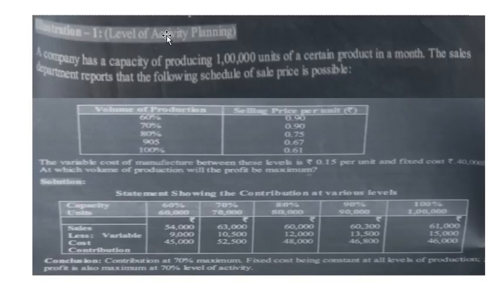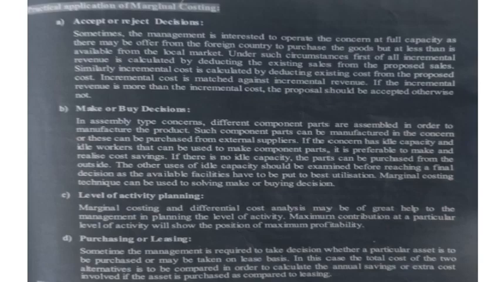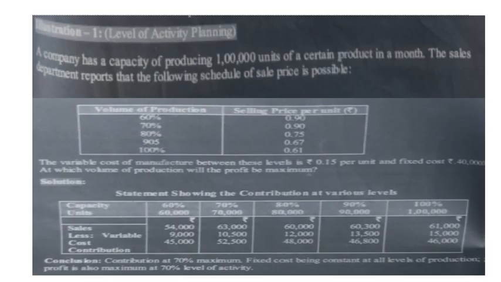The first problem is based on level of activity planning. As we discussed, these are the different decisions made under the practical application of marginal costing as well as differential costing. How are these decisions going to be helpful in the business will be solved based on the different problems. So the first problem is based on level of activity planning.